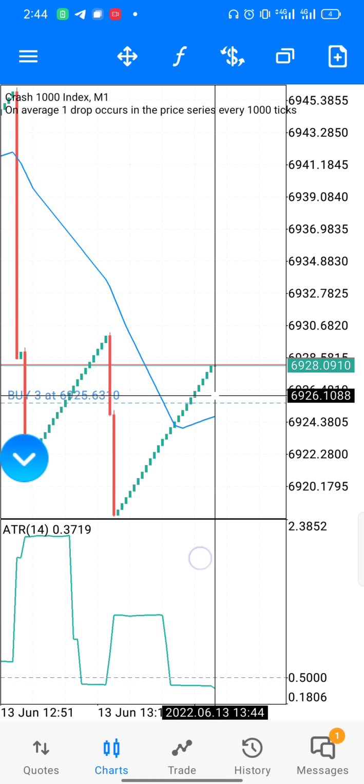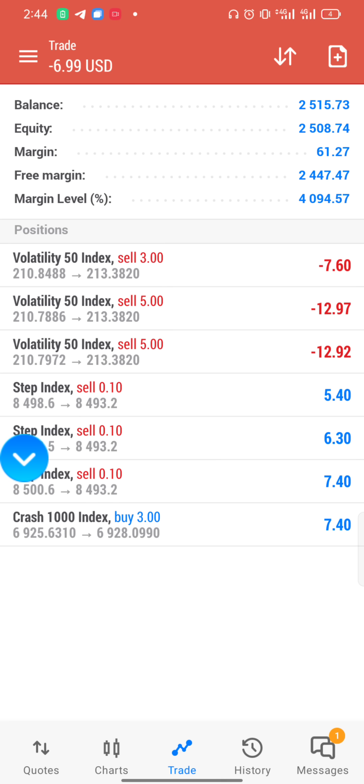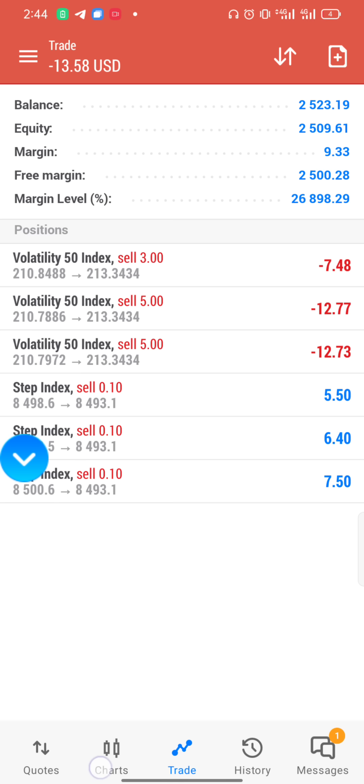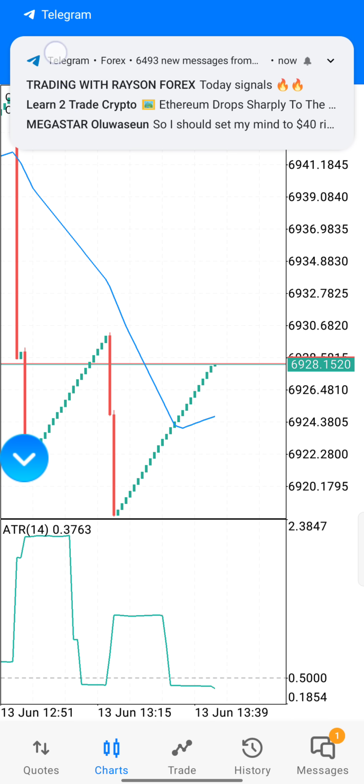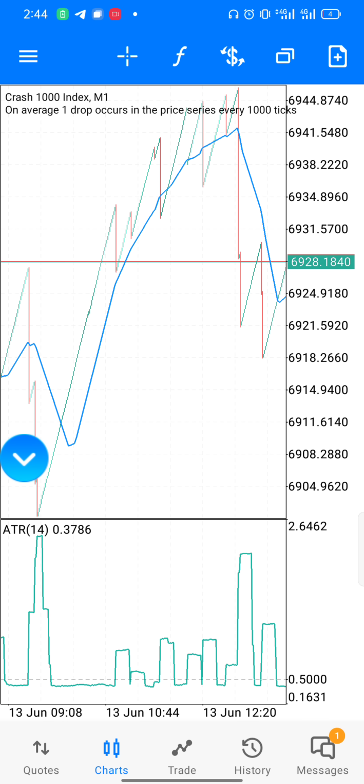Let's count. You see, 1, 2, 3, 4, 5, 6 candles completed, and what did it give us? $7. So close trade. You can see, so you can simply use this to make money. So this is the strategy. I backtested it right in front of you.